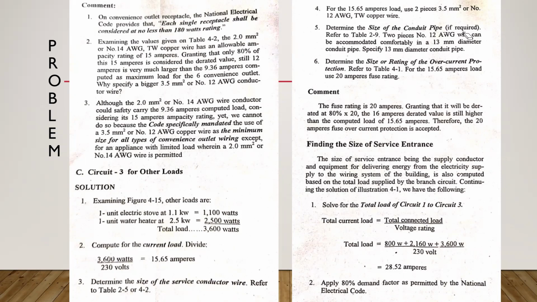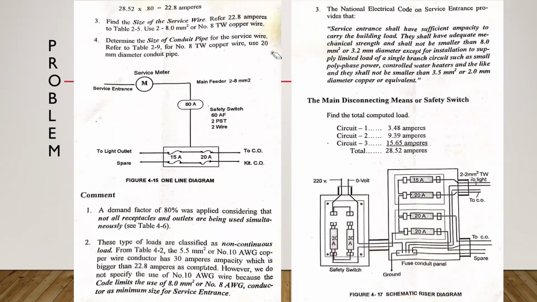Divide natin sa type of service, which is 230 volts. We will have a value of 28.52 amperes. And we will apply 80% demand factor as permitted doon sa ating NEC, considering this is a non-continuous load. So, yung ating 28.52 times sa 0.8, we will have a value of 22.8 amperes.